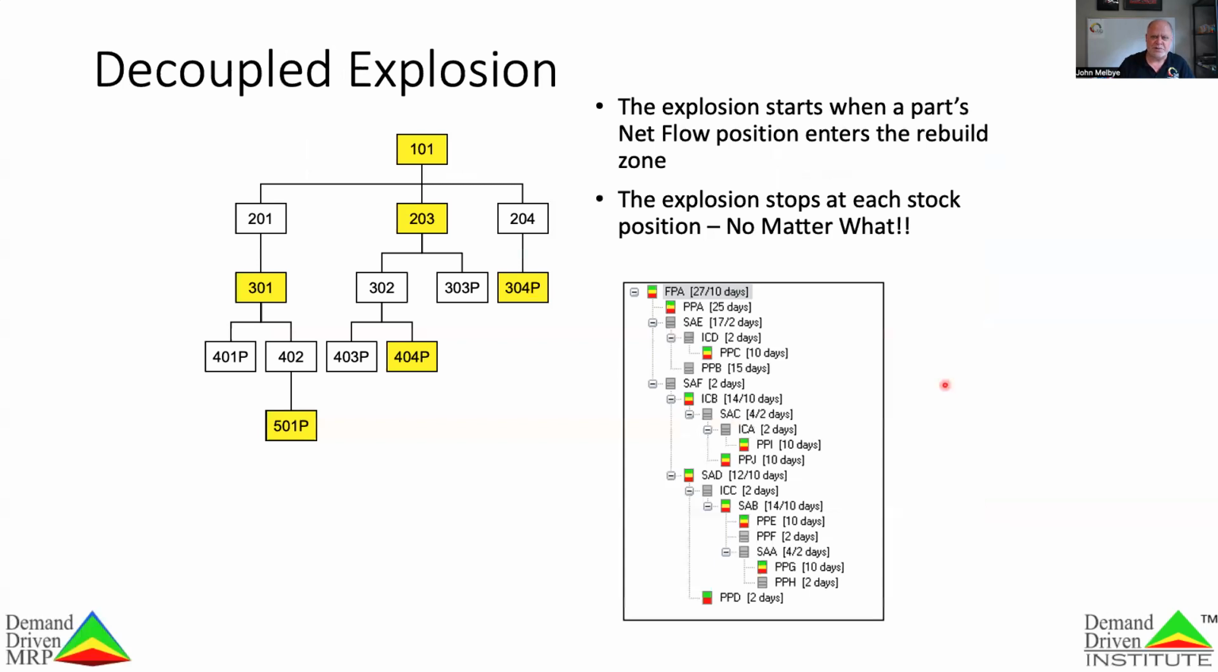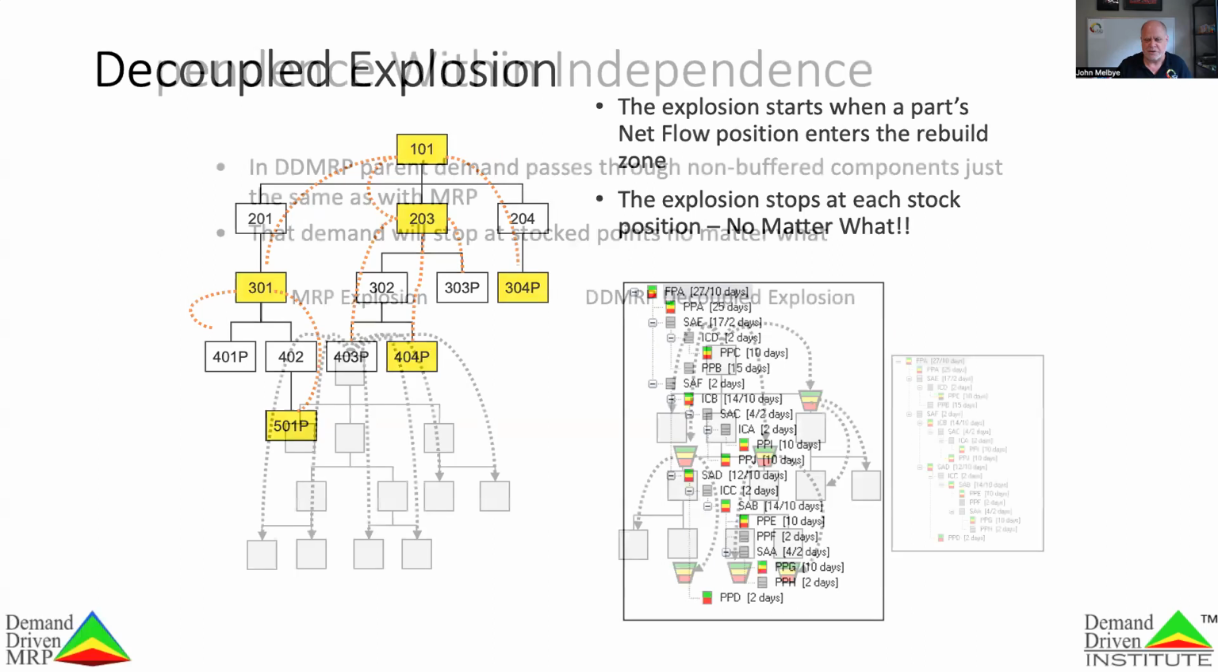All right, the decoupled explosion is the second innovation that we talk about here. Traditionally, explosion is different, right? The yellow components here are the buffered components. And when the net flow position causes us to release an order, that's when the explosion starts. And it stops at the next stop position, no matter what. It doesn't keep exploding. And each one that breaks into the rebuild zone, that's when the explosion restarts.